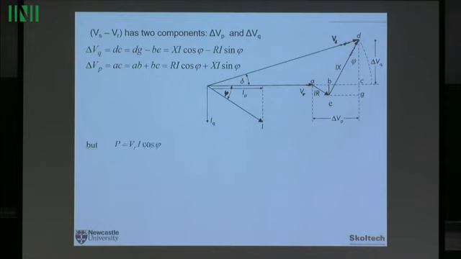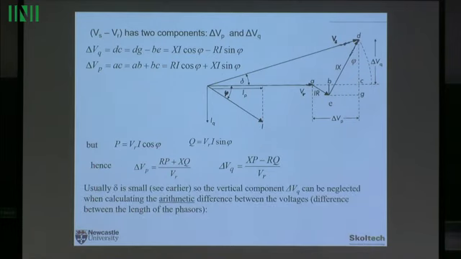Simple trigonometry. Again, P is equal to Vi cos phi, Q is equal to Vi sin phi, which means that we can calculate the delta Vp from the first equation, substituting here, getting rid of those cos phi's and sin phi's by P and Q. We get the equation for the voltage difference along the P axis, which is this one, and along the Q axis, which is this one, vertical.